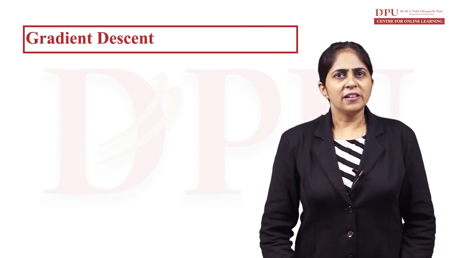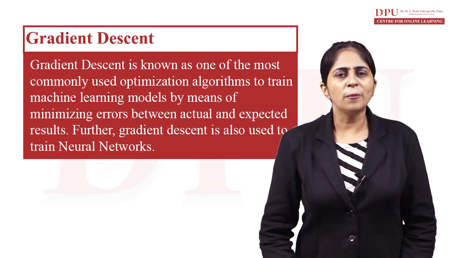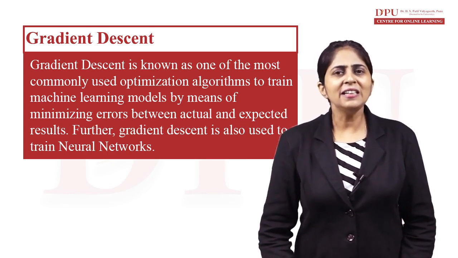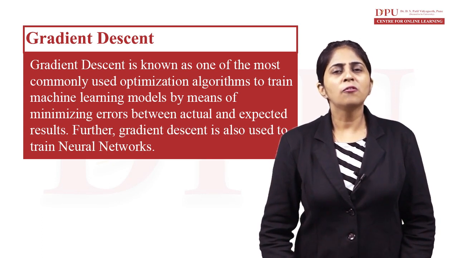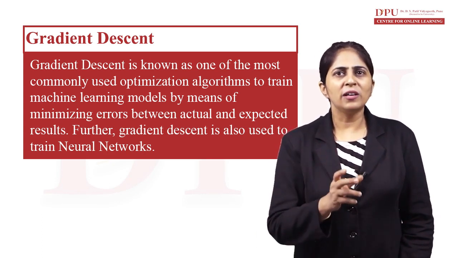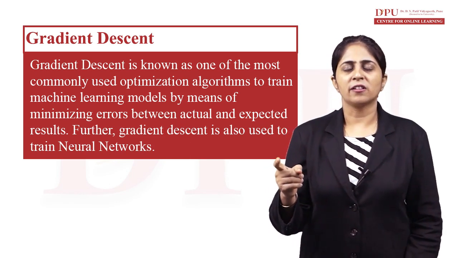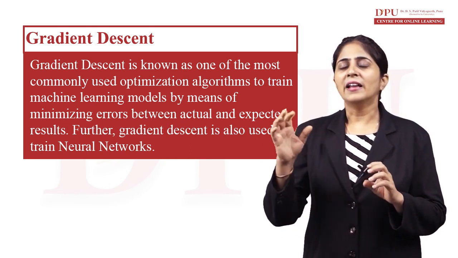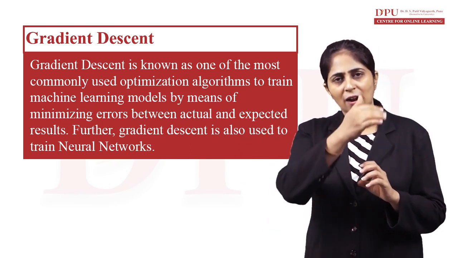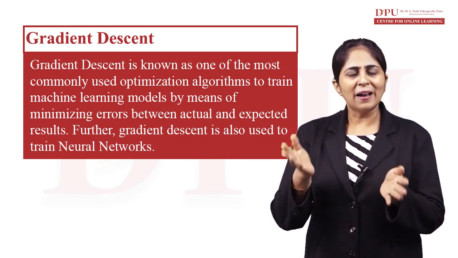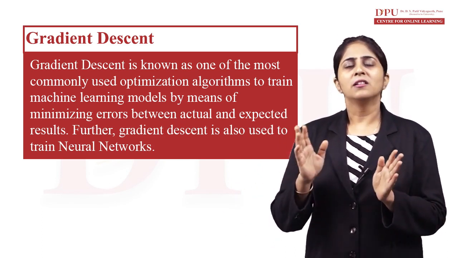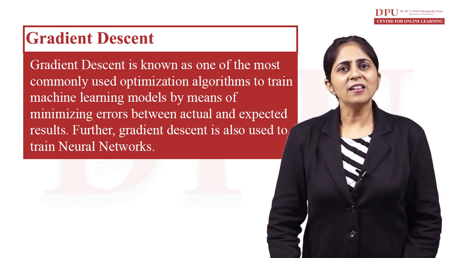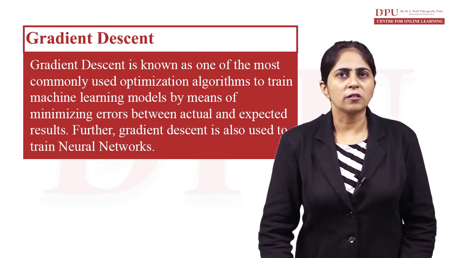Gradient descent is known as one of the most commonly used optimization algorithms to train machine learning models by means of minimizing the error between the actual and the expected result. We have some actual result of our processing, and there is a result that we are expecting our machine to deliver. So minimizing the difference between the actual result and the expected result, that is the main function of our optimizing algorithm.